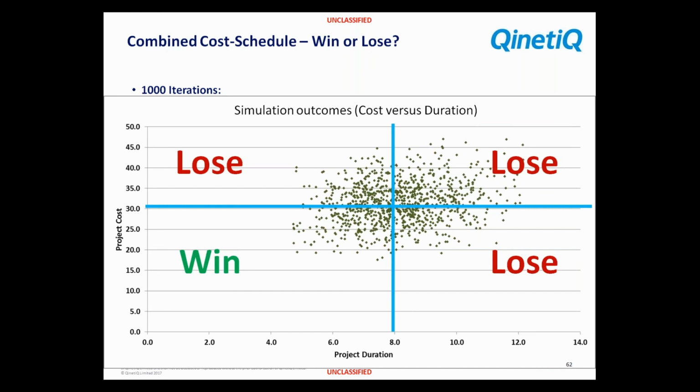Now if we go back to our throwing of coins, of course what we realize is that if we combine the two together, we're only a winner when we're down in that bottom left-hand quadrant. Because anywhere else, we're either exceeding the time or exceeding the budget or both. So only in that bottom left-hand quadrant do we come in delivering our project in time, within our milestone, and within our project budget.